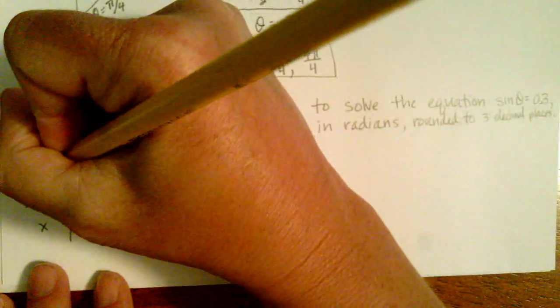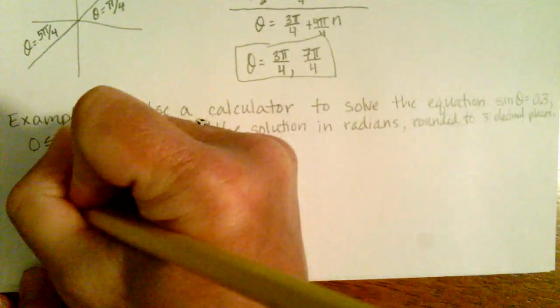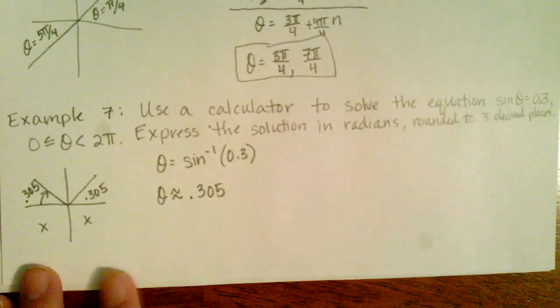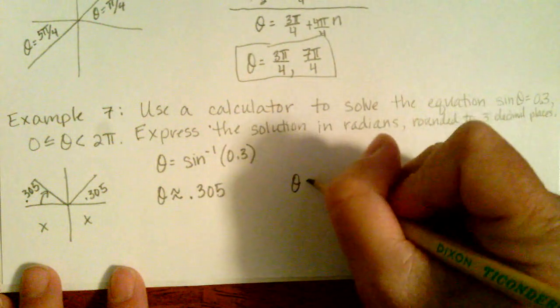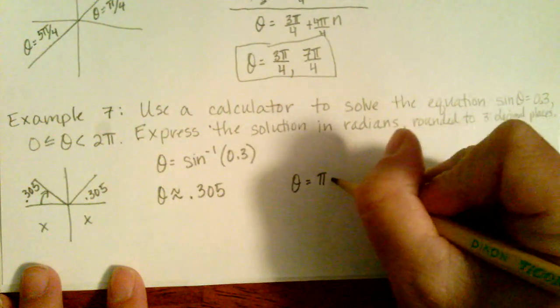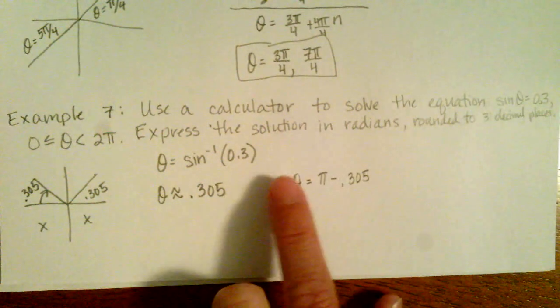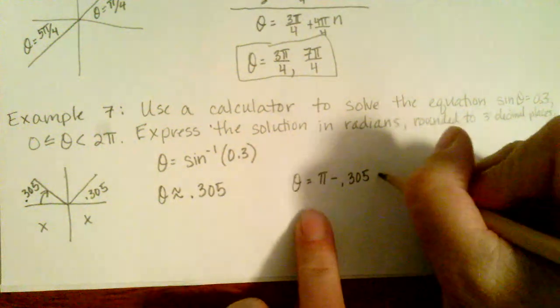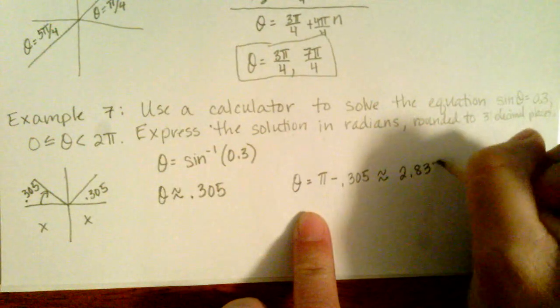But now we need to find the solution over here. So this part right here needs to be about 0.305. So for our quadrant 2, our theta is going to be pi minus 0.305. Again, you want to use pi in your calculator, not 3.14. And doing that in my calculator, I get that this is about 2.837.